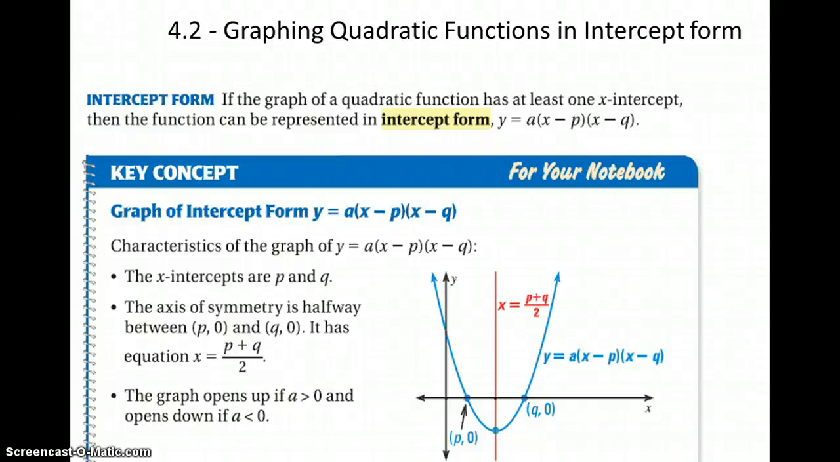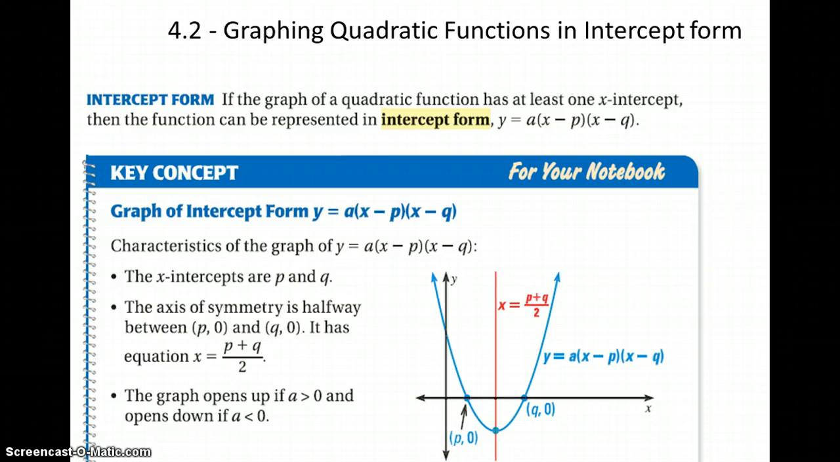Okay, so now we're going to be talking about 4.2, graphing quadratic functions in intercept form. So there's three forms. You've done standard form, you've done vertex form, and this last form is intercept form, which means when you look at it, you'll be able to see what the x-intercepts are. This formula is given by y equals a times x minus p times x minus q.